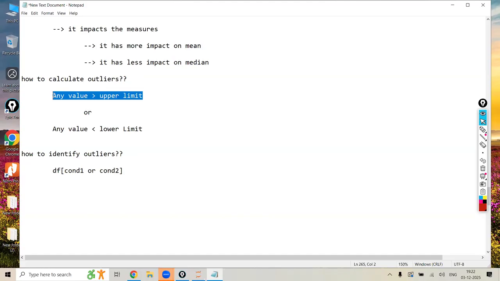Whichever value is greater than the upper limit is condition 1, or whichever value is less than the lower limit is condition 2. Out of these two, whichever the record satisfies, those data points will be separated. You are going to write it like this: condition 1 is nothing but value greater than upper limit, and condition 2 is value less than lower limit.